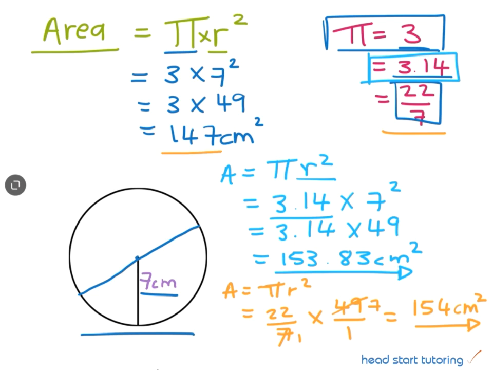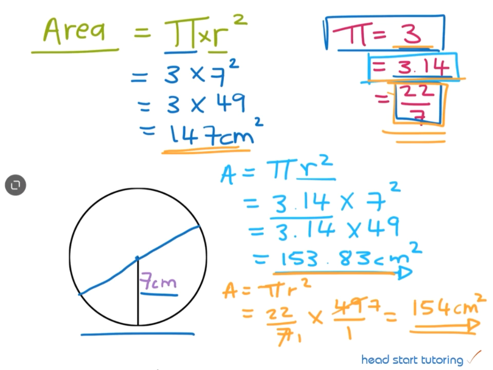So as you can see, these three answers are quite similar to each other, but 22/7 will be our more accurate answer because we are working with more decimal places. Remember when we worked out what 22/7 was, we ended up with many decimal places, whereas working with 3.14 we rounded it off to only 2 decimal places, and working with just our 3 is less accurate because we have no decimal places. We've rounded our pi off to the nearest unit. So 147, then 153.83, and then 154 centimeters squared.